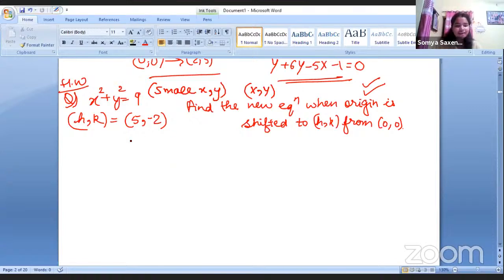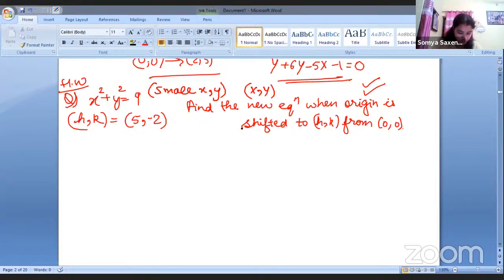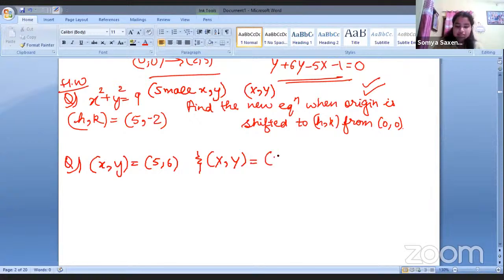Okay. All right. So you have to write this homework question. Moving ahead, I hope you might have written it. Very simple question again. Small x comma y is given to us as 5 comma 6. Capital X comma Y is given to us as 7 comma 4. So who will tell me the answer of h comma k?